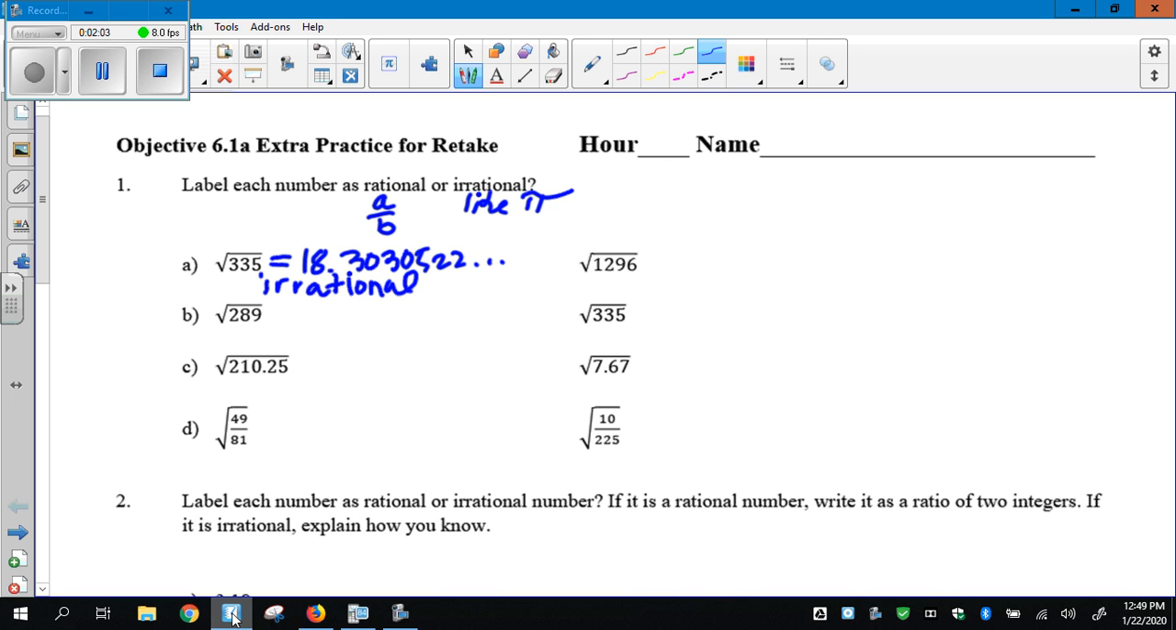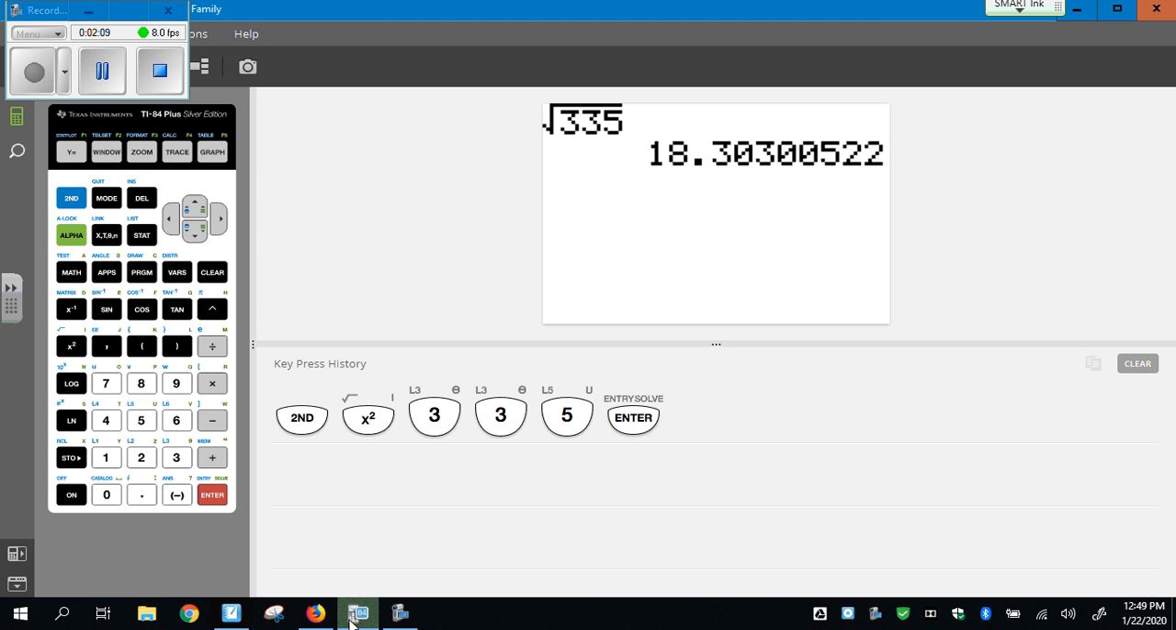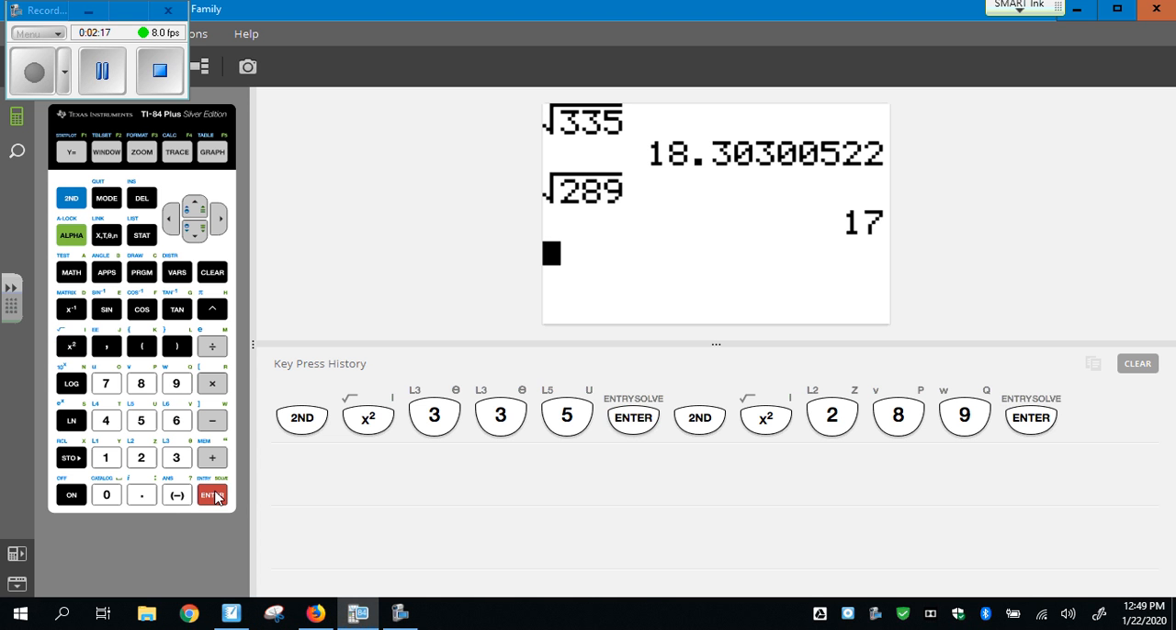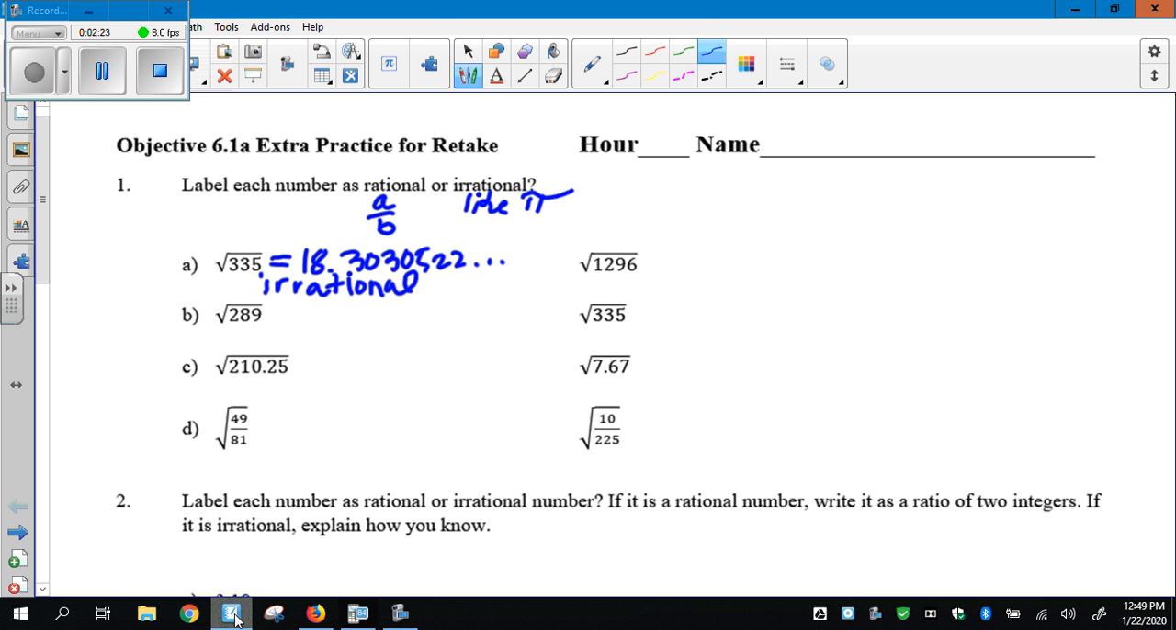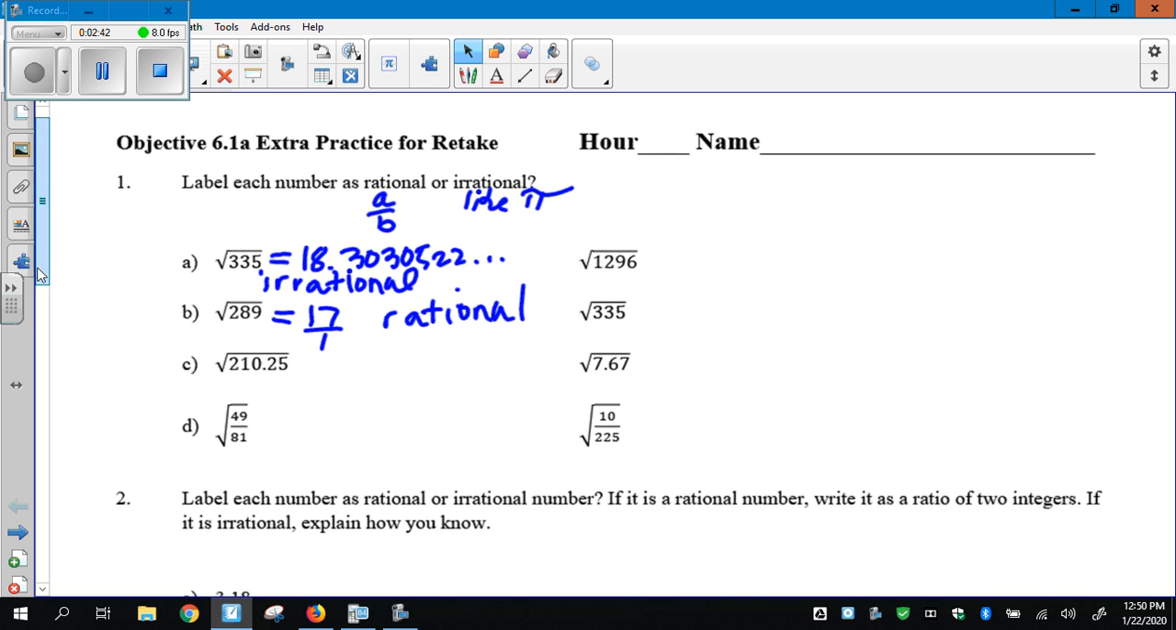All right, let's take a look at B and check that out, the square root of 289. That equals 17. And since that is a decimal that ends, that's a rational number. In fact, it'd be pretty easy to write a fraction out of that. And remember, any number that you can write as a fraction using integers or whole numbers, that is definitely a rational number. All right, let's move on down to number 2.